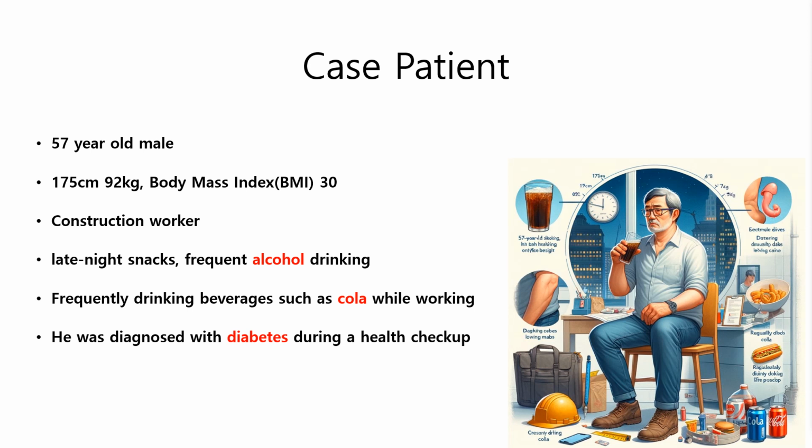We have a 57-year-old male patient, a construction worker, who presents with a BMI of 30, indicating obesity. This patient's dietary habits include frequent late-night snacks and regular alcohol consumption, drinking a lot of cola during work hours. Recently, he was diagnosed with diabetes during a routine health checkup.